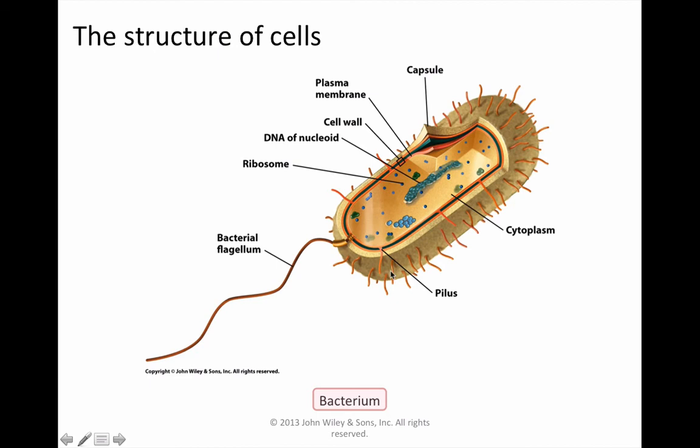And then there are also pilus or pili. They kind of look like hair-like structures on the surface. These pili are going to be used for attachment of a bacteria to some host cell, or attachment of a bacteria to another bacteria.